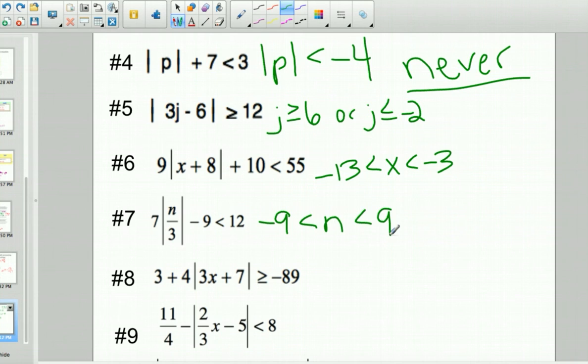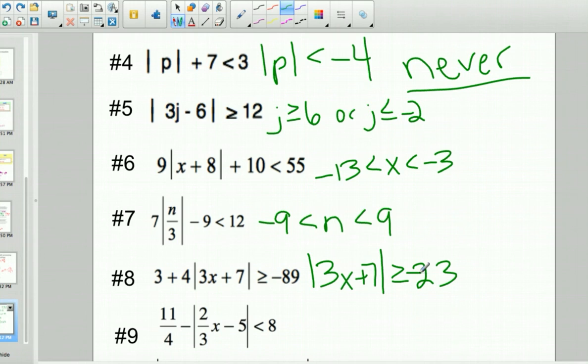Next one is going to be another kind of weird one here. You're going to subtract 3, you're going to divide by 4, so you're going to have an incredibly negative number. You should end up with something like, the absolute value of 3x plus 7 is going to be greater than or equal to negative, I think it's going to be 23 when you do it.